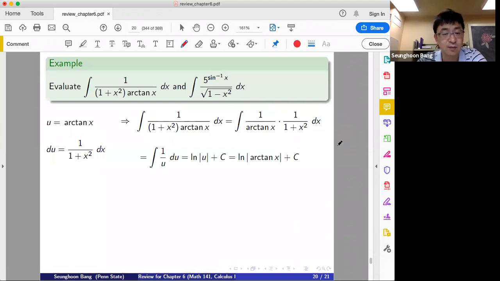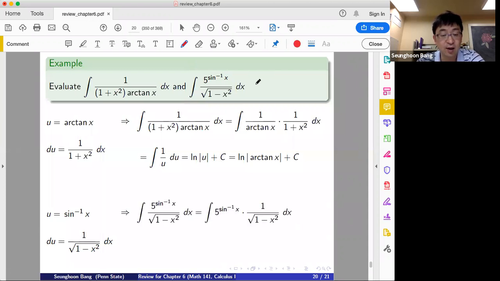This one. So what's u in this case? You can use substitution again. What's u here? Arcsine, yes, this is arcsine. You have to use inverse sine, arcsine, as u. The du is the derivative of inverse sine x, which is 1 over the square root of 1 minus x squared.